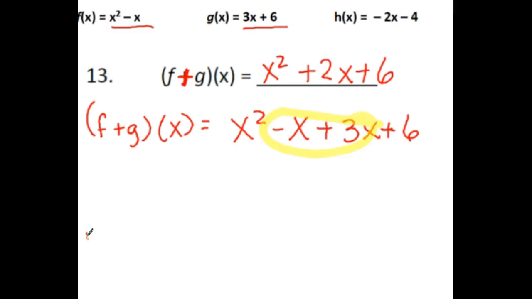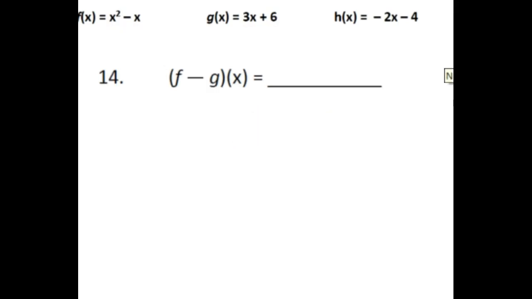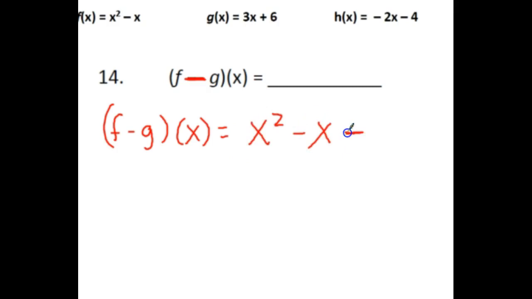So that just means add the function rules together and combine like terms. We actually had some problems like that on the review and also on the final exam in the fall. What is problem 14 asking me to do? Write down the function f and subtract the function g. Why did I have to put a parenthesis around it? Am I subtracting the 3x or the 6 or all of it?